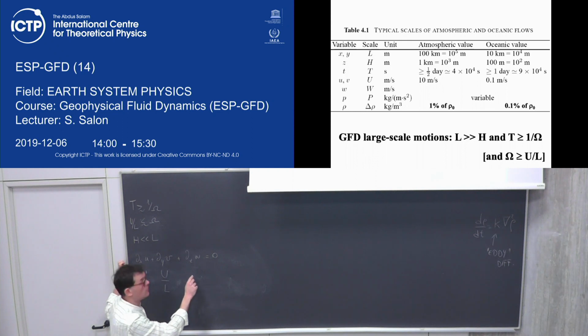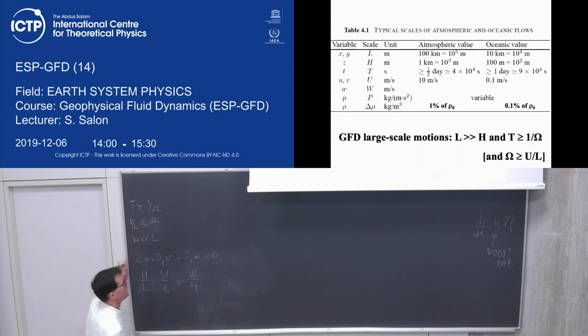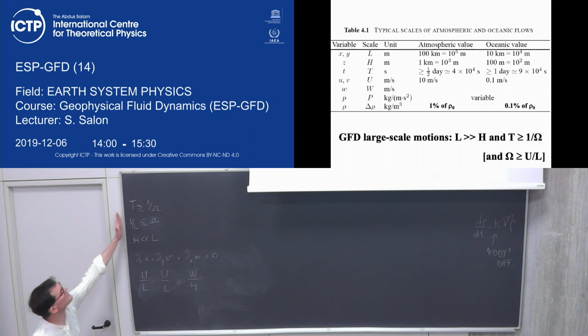And this is W over H. Okay. So the assumption is, the atmosphere, this is the same. The continuity equation is the same in the atmosphere and in the ocean. So we are saying the horizontal motion is significant, but we are ignoring the vertical. Not yet. We are just starting from this.